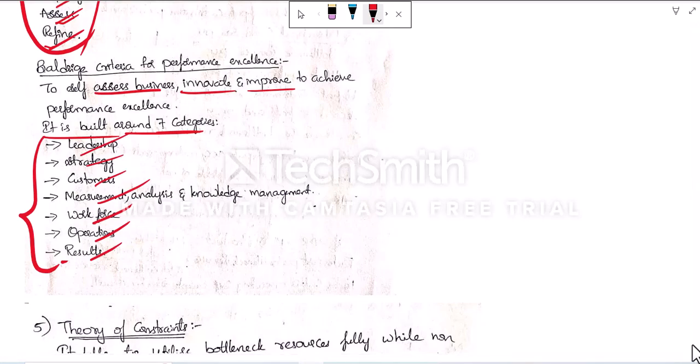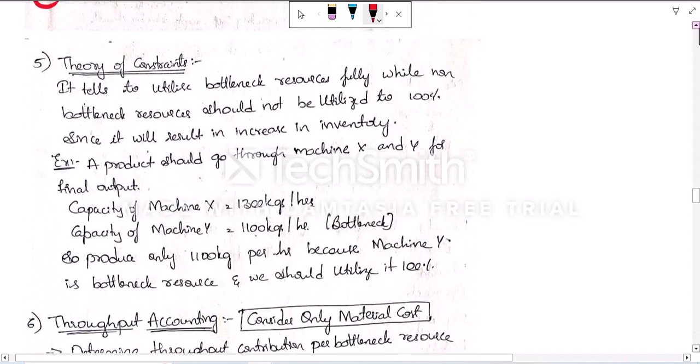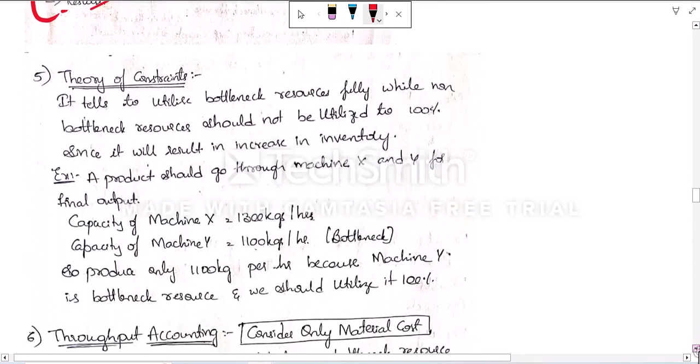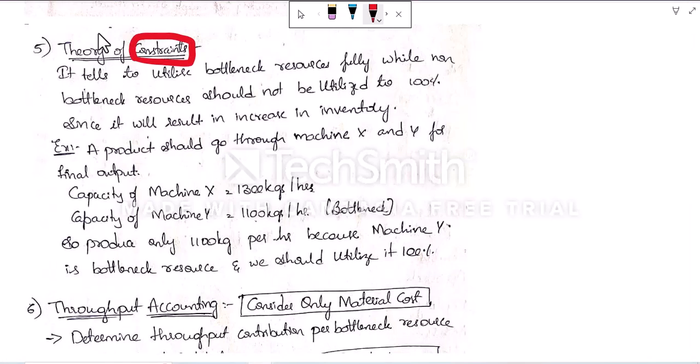So we should implement all those strategies in the 7 areas. Next, we have done with the business excellence model. Next one is theory of constraint. Constraint in the sense of obligation. Means to do our work, something is obstructing us. Constraint in the sense something, obligation or obstruction, we have to do our work.